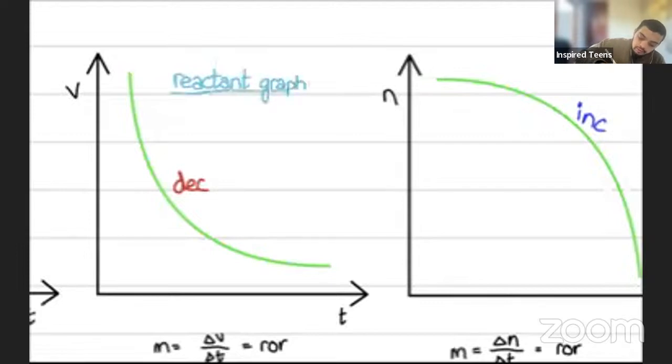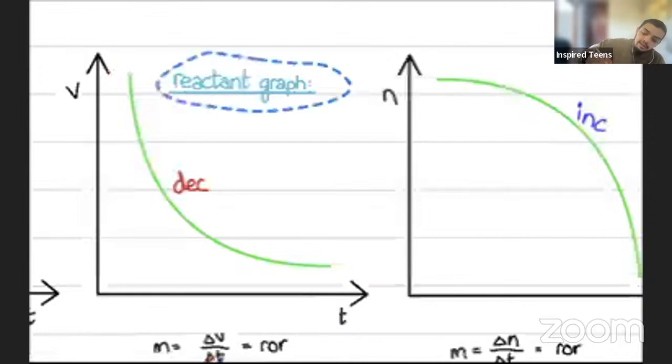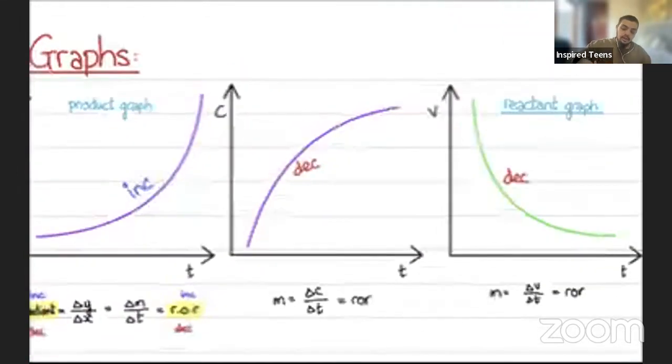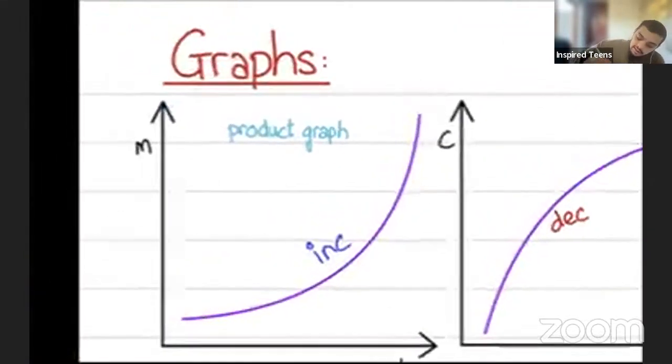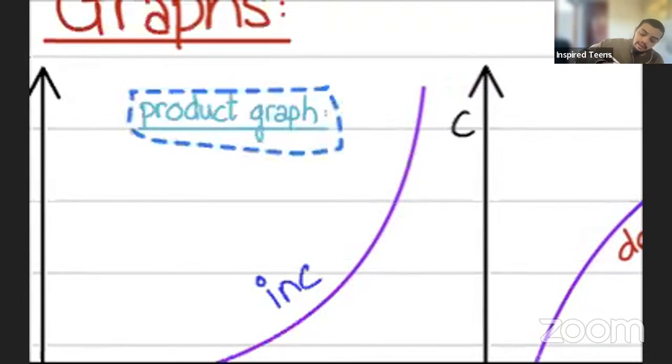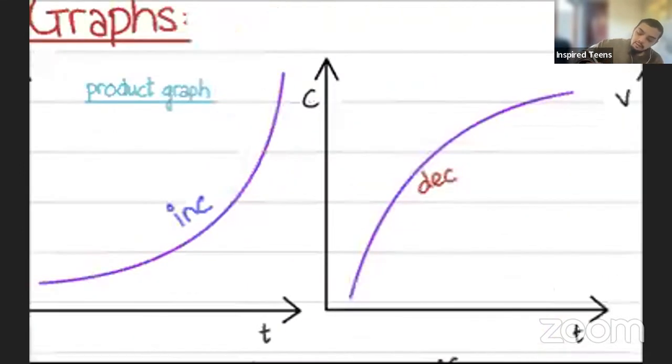And the most important thing that we need to remember from these graphs, just to revise, well, everything is important, but an important thing to remember is the gradient. Because what does the gradient give us? The gradient indicates to us the rate of reaction. That's why we discussed whether the gradients were increasing or decreasing, because that tells us whether the rate of reaction is increasing or decreasing.